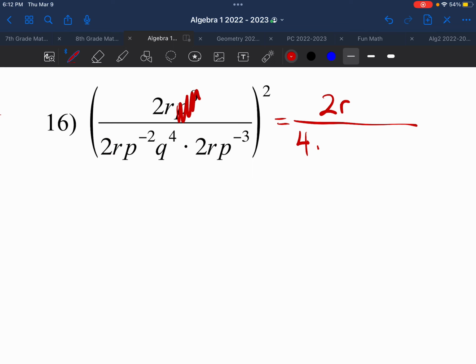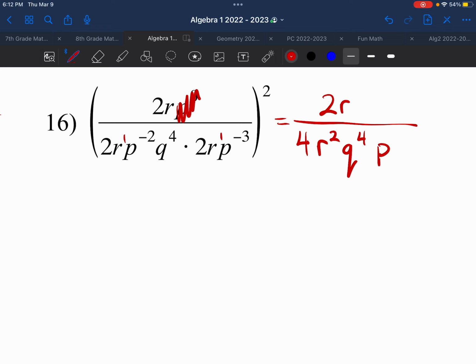Let's look at all the R's. So I have an R to the power of 1, R to the power of 1. And because everything is being multiplied down here, I'm going to add 1 plus 1. I'm going to get r to the power of 2. Again, that q is not going to move anywhere, so q is going to be to the power of 4.